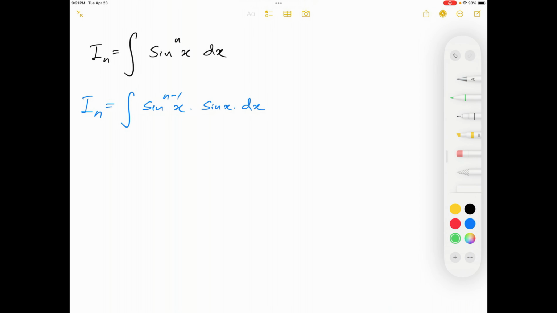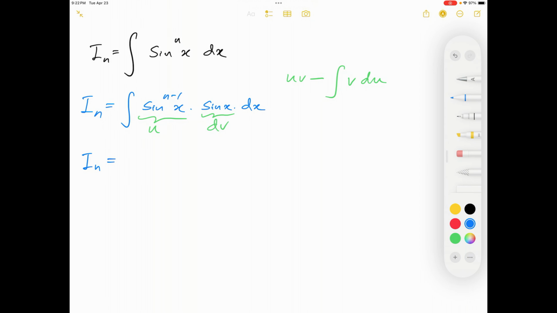Next, I will identify the components necessary for integration by parts. I'm going to need a u and a dv. I cannot integrate sine n minus first power x straight away. Therefore, I'm going to label that as the function to be differentiated, in other words, the function u. Sine x can be easily integrated. Therefore, I'm going to label that as dv. Once those two are labeled, integration by parts requires the right hand side to be u times v minus integral v times du. Alright, let's keep that in mind.